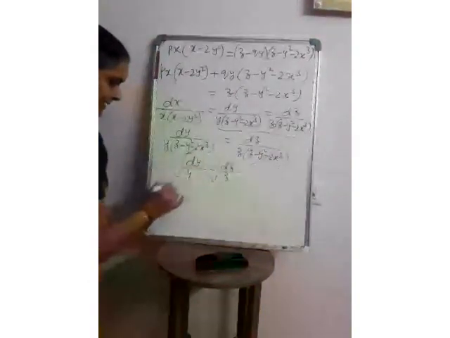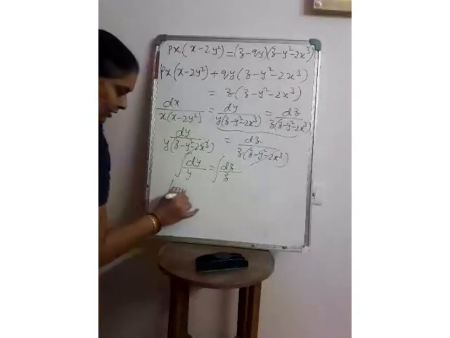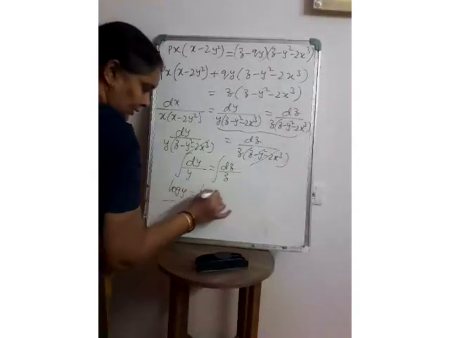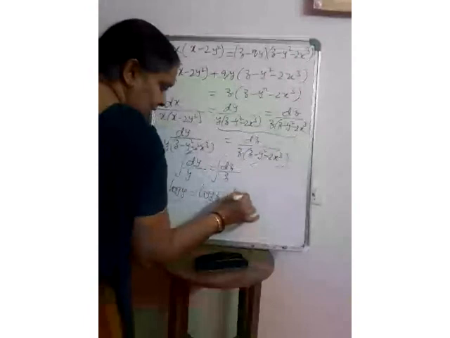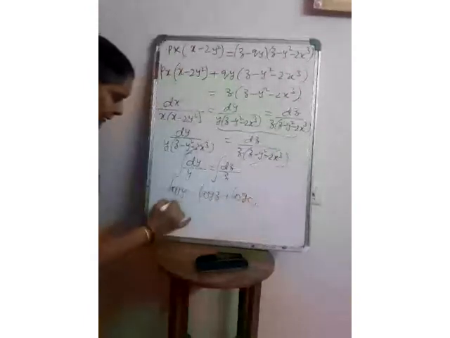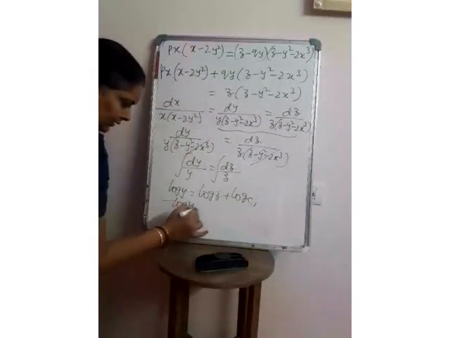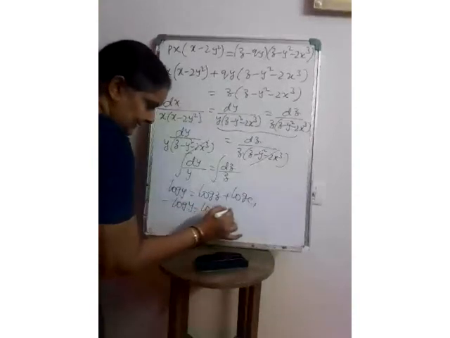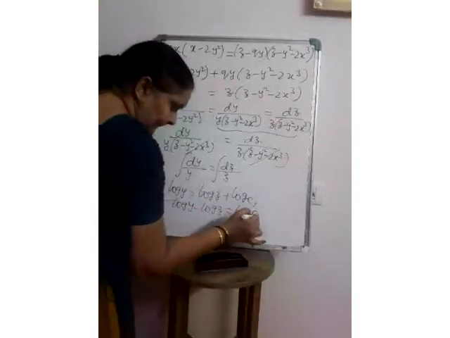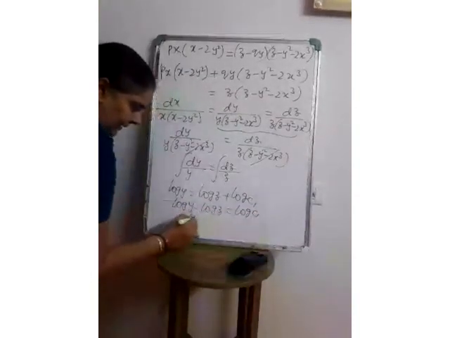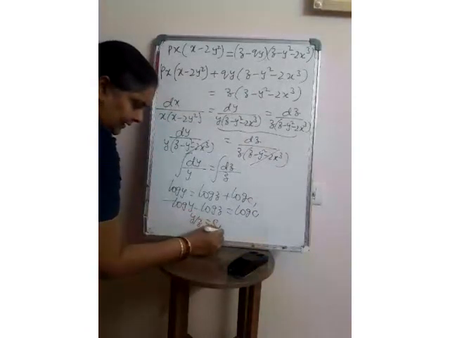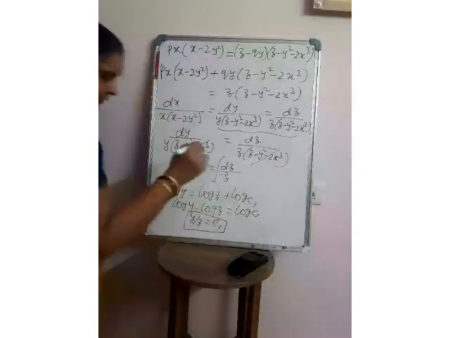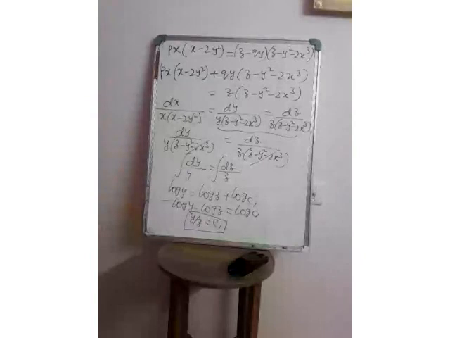Integrating on both sides, this will become log y is equal to log z, plus a constant, which we write as log c1. Bring this log z to the left hand side: log y minus log z is equal to log c1, or y by z is equal to c1. That is the first solution we are having: y by z is equal to c1.